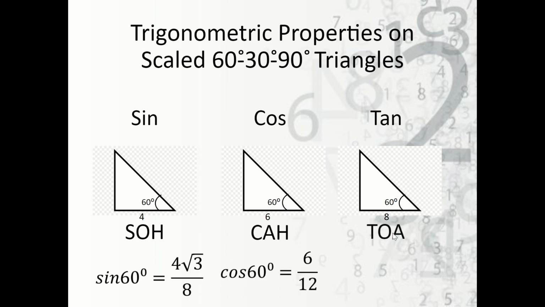Tangent is opposite over adjacent. So the opposite side, this time we scaled by 8. So the opposite side should be 8 square root of 3. And the adjacent side should be 8. So we get 8 square root of 3 over 8.